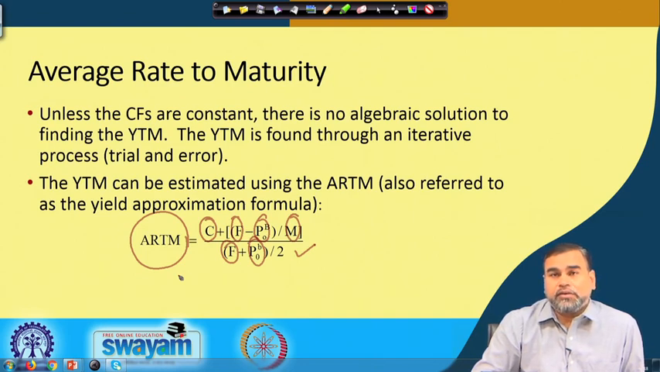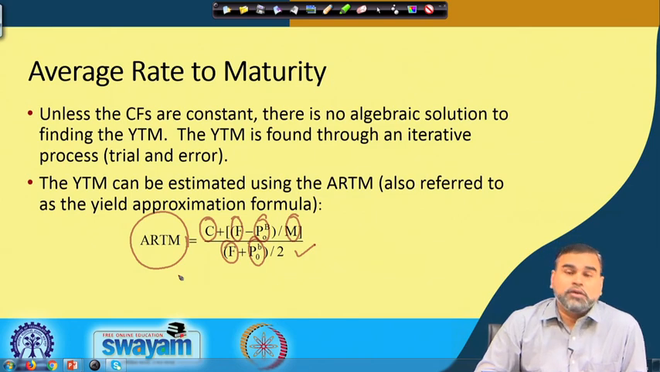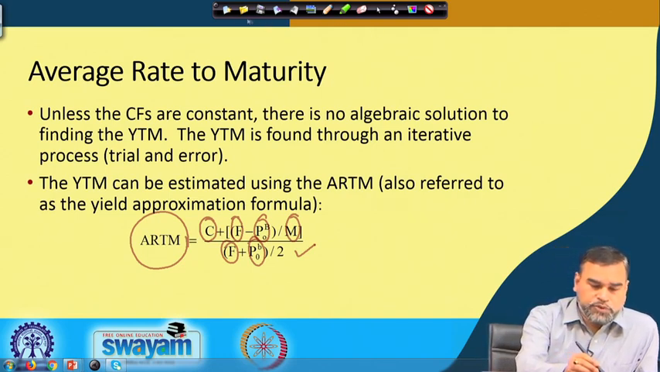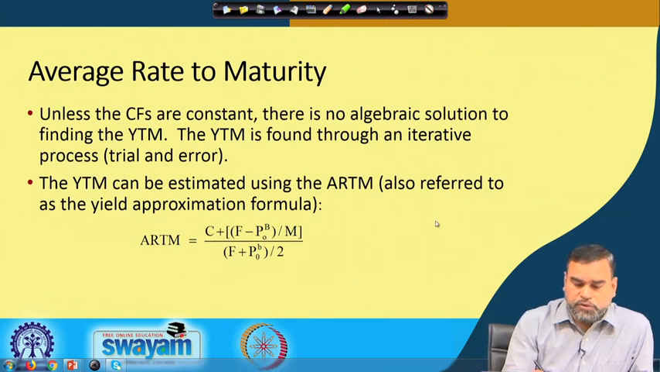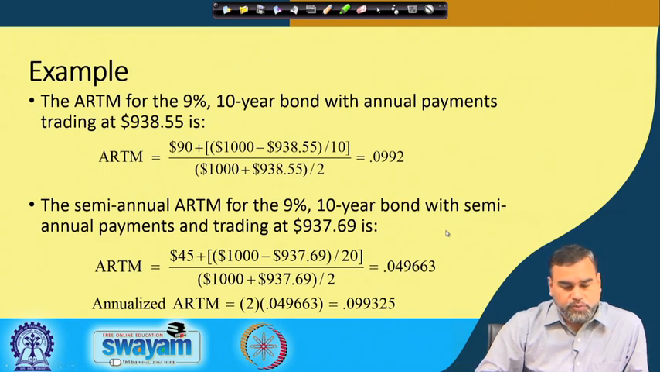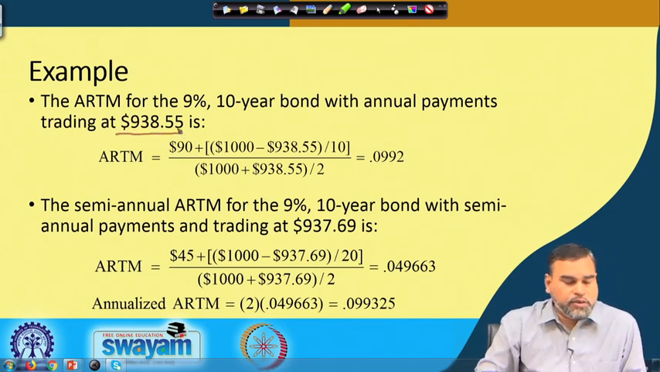It may not be exactly equal to the yield to maturity, but it will be very close to it. Then you can get this approximate answer, which can be the yield to maturity for that particular bond, which can make this value equal to the present value. In the previous example, with annual payment, the value of the bond was 938.55, that already you know.